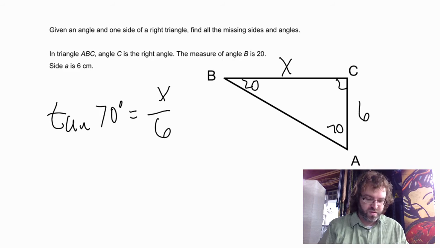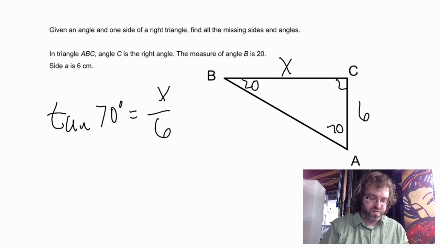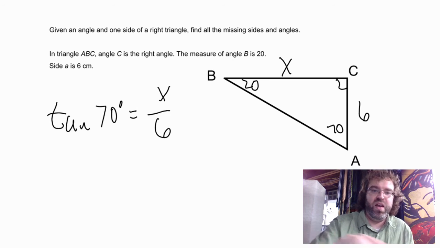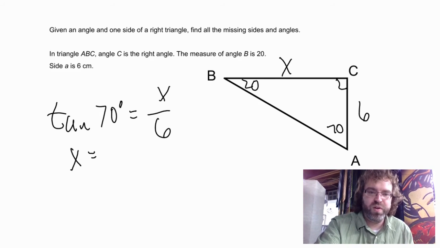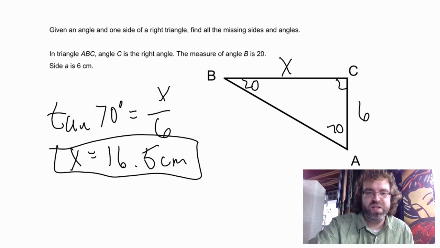Tangent of 70 times 6. That gives me a side of 16.5 centimeters. Okay, so that's side, again, BC.